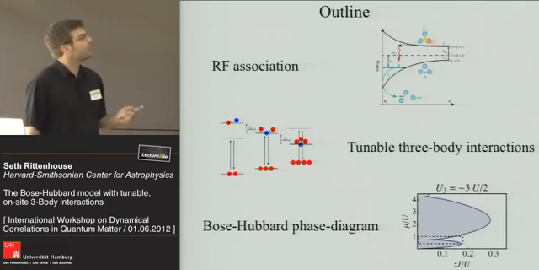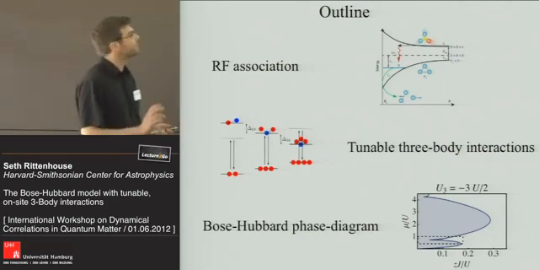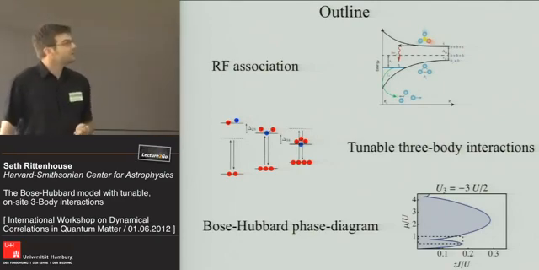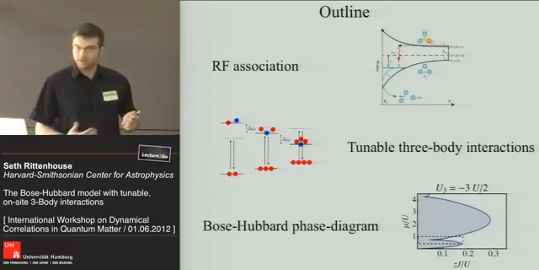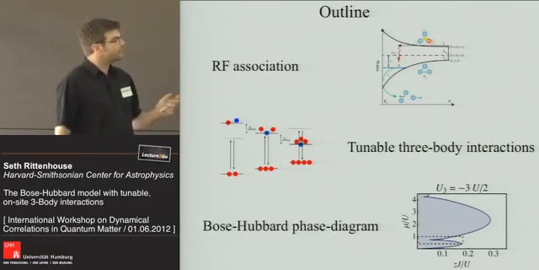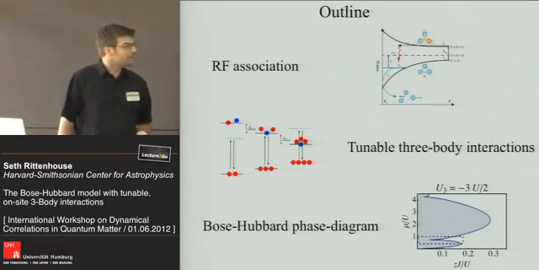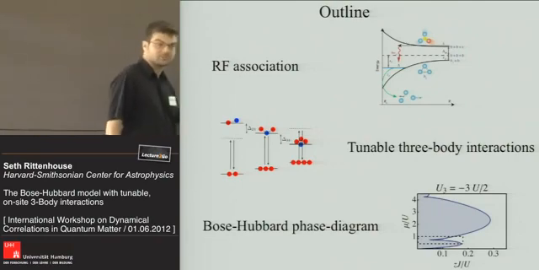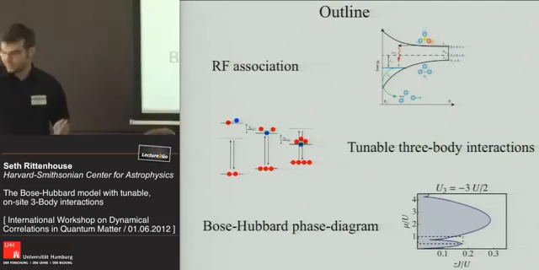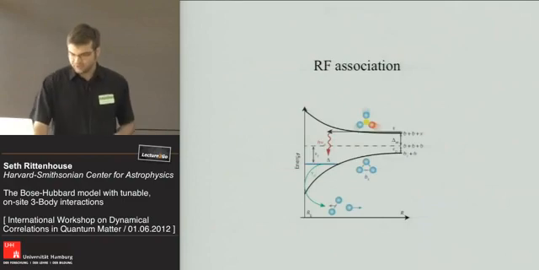So I have three overall topics. I'm going to talk about RF association of three-body states briefly, more of a review of the state of the art on that. Then talk about how we can use these RF coupling schemes to create a tunable three-body interaction on lattice sites. And finally, what the resulting phase diagram for the Bose-Hubbard model comes out to be, including these. All right. So moving right on to RF association.